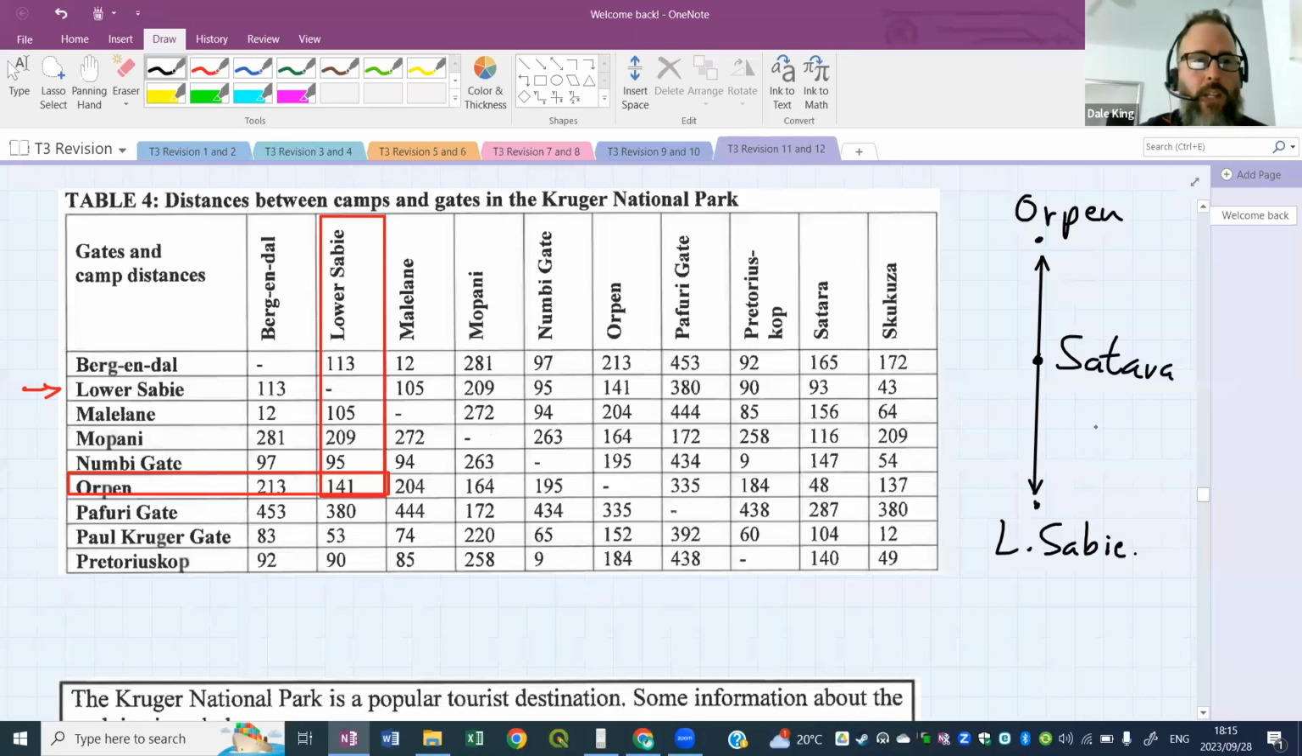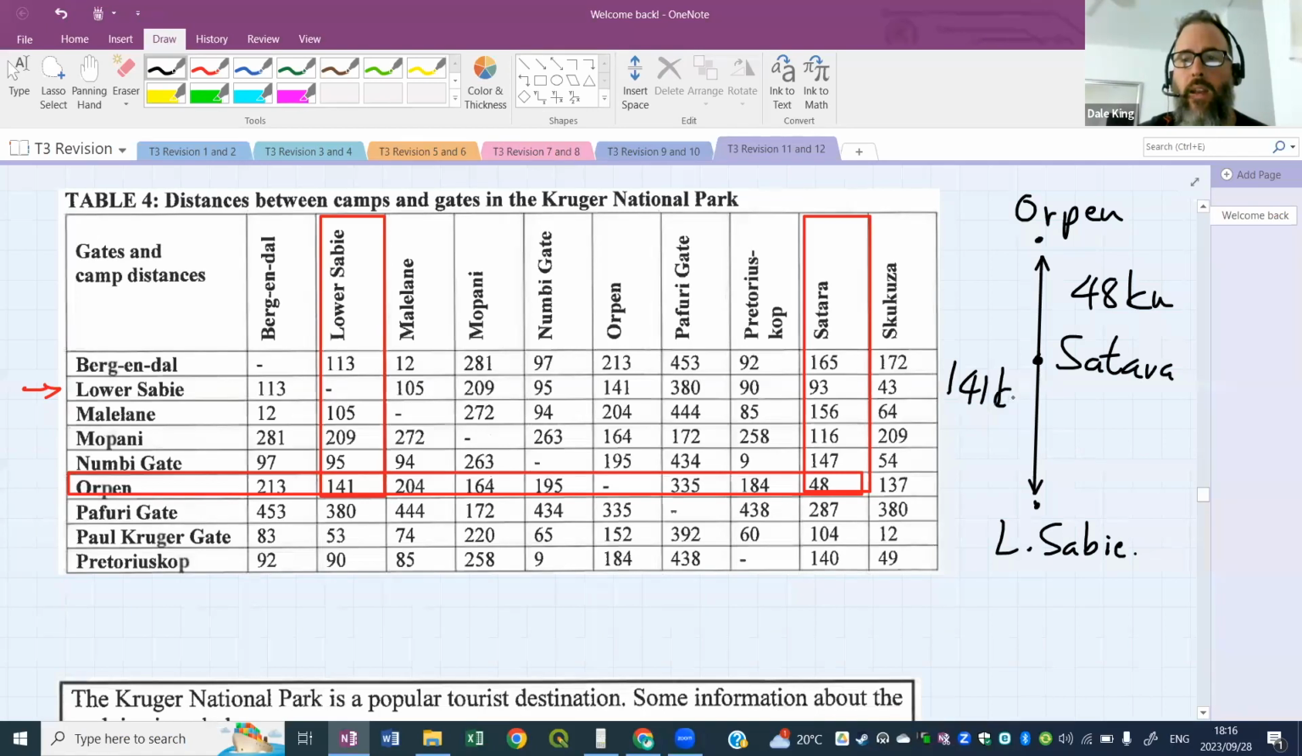Okay. There's a way we can actually prove this. All right. Because this table says that from Orpin to Satara is 48 kilometers. Look over there. So this distance here is 48 kilometers. That's what they say, from Orpin to Satara. Now, do we have Satara on the left? We don't have Satara on the left, but that's okay because we know that the whole distance is 141. Okay, we know that there is a stopping point of Satara along the way because it wouldn't be on the table over here if it wasn't.